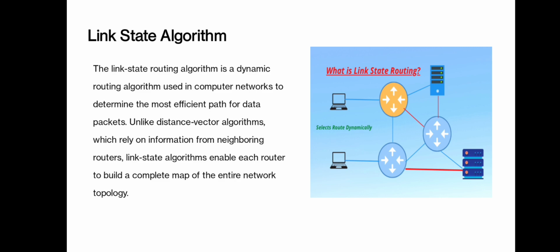In that link state routing, each router then independently calculates the shortest path to every other router, and the router monitors the state of their links and advertises the information. And link state routing is a type of routing protocol that advertises the state of their links or connections.